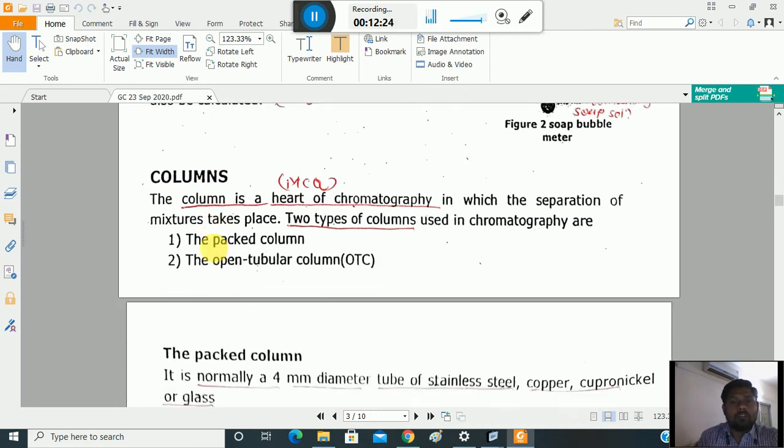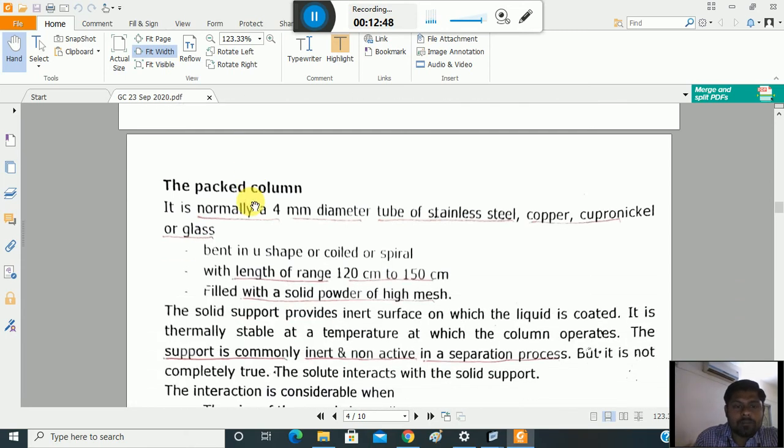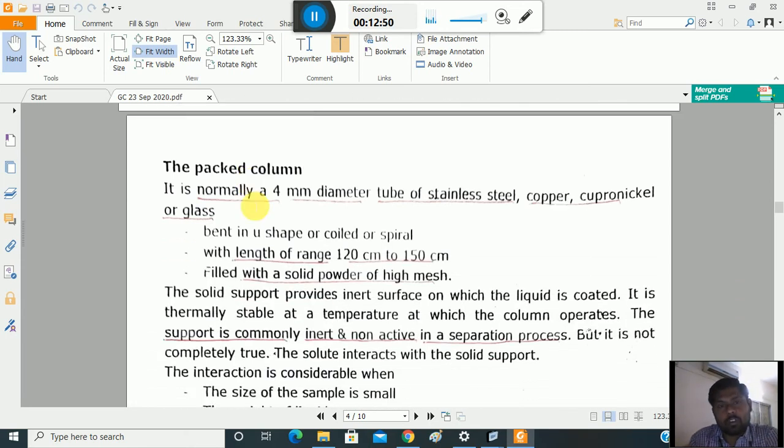Now column. A column is the heart of chromatography. In so many exams, that is a most important MCQ. Which component is the heart of chromatography? Column is the heart of chromatography, while detectors are the eyes of chromatography, in which the separation takes place. Two types of column are generally used: a packed column and open tubular columns. You must remember this data.